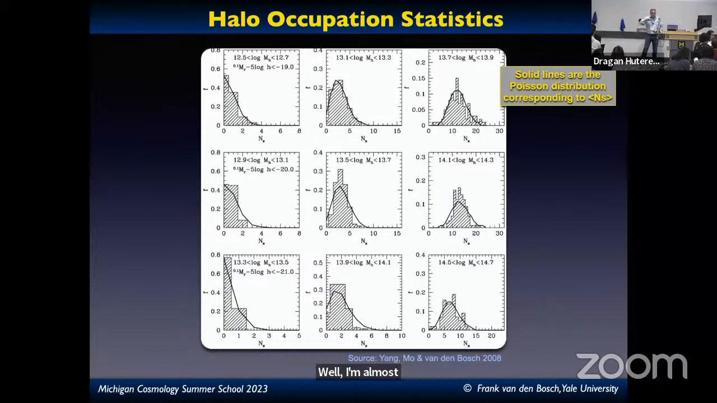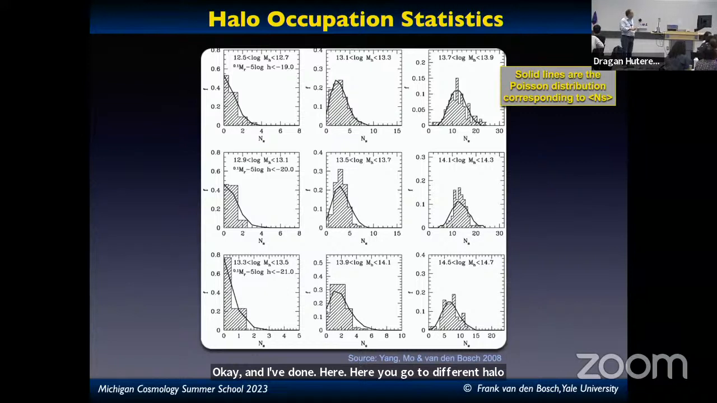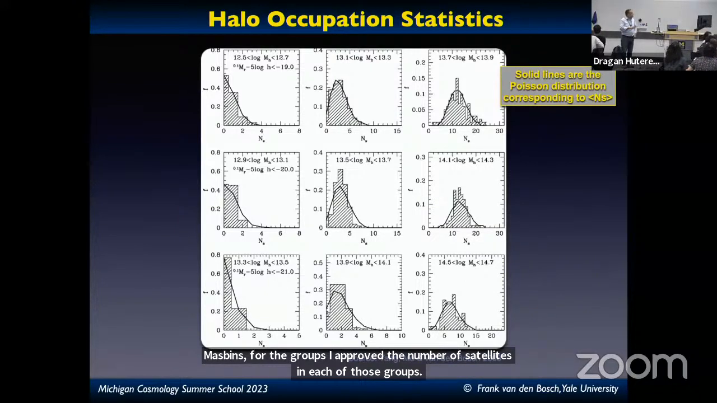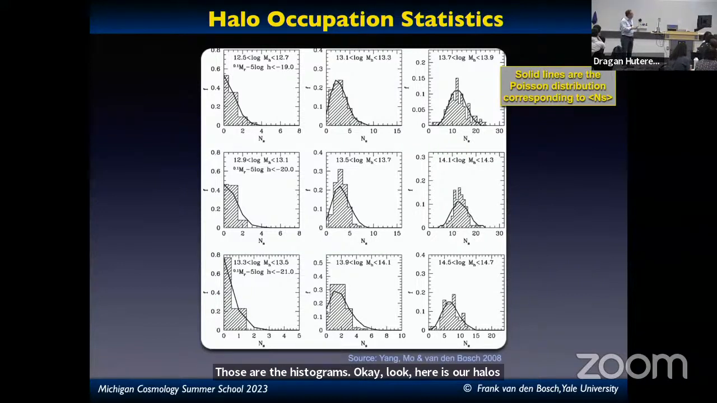Good. So I told you that people typically assume Poisson statistics. Well, there's a way in which we can actually test this. You can go to the same group catalogs that I mentioned earlier, okay? And I've done here, you go to different halo mass bins for the groups, and you plot the number of satellites in each of those groups. Those are the histograms, okay? So these are halos in a range of around 10 to the 14.1 to 10 to the 14.3 solar masses. And on average, you have about 12, 13 satellites, but there's some distribution around.